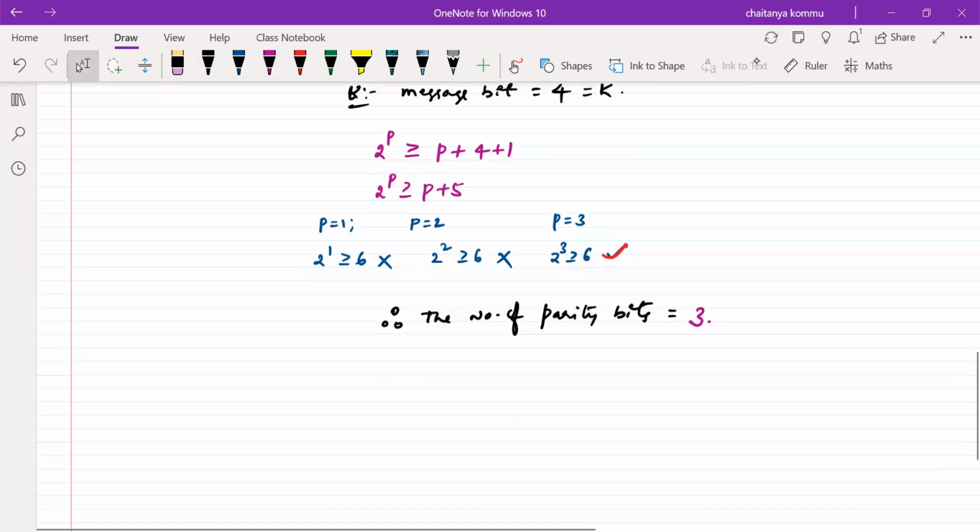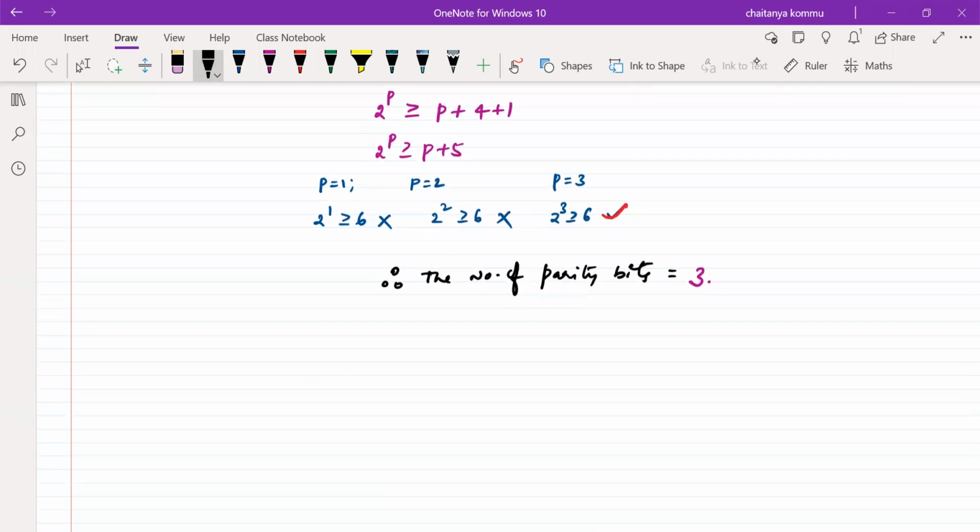So what is the total number of bits now again? Now the total number of bits: how many bits will there be in this code, the total number of bits in a Hamming code?